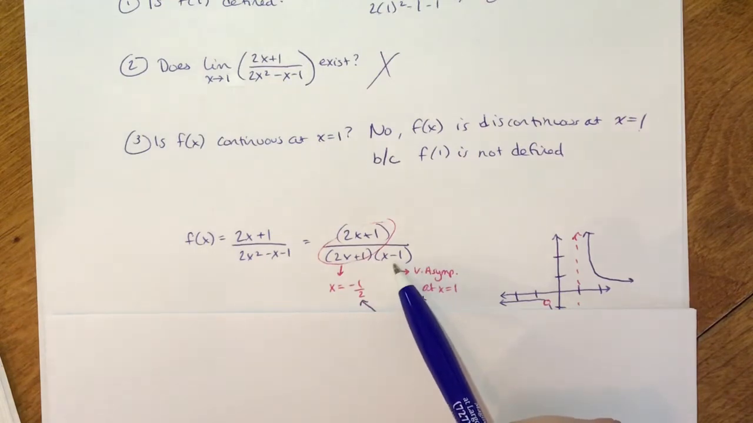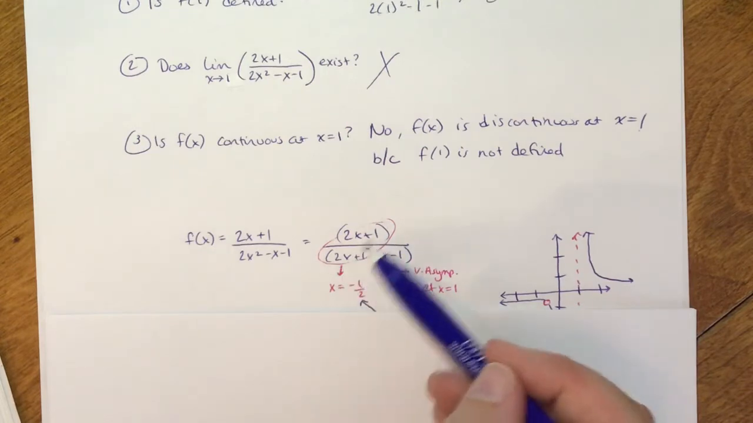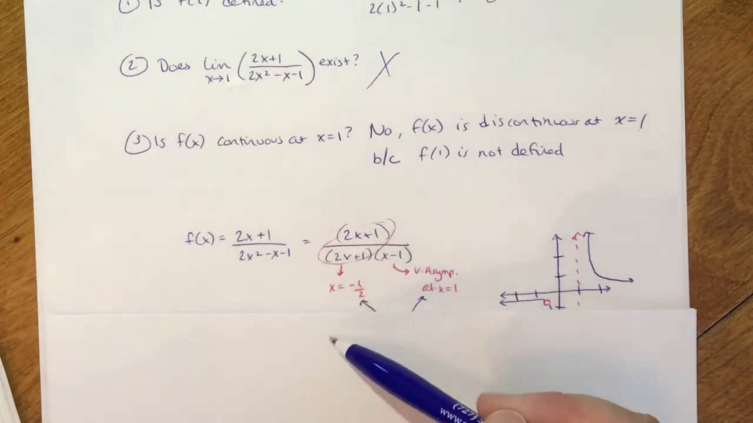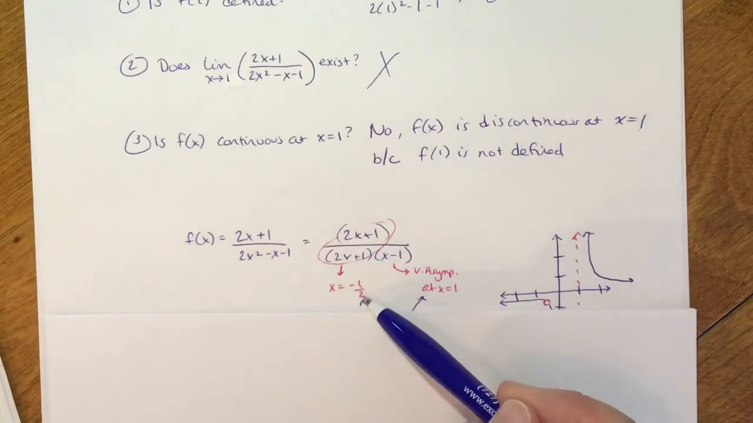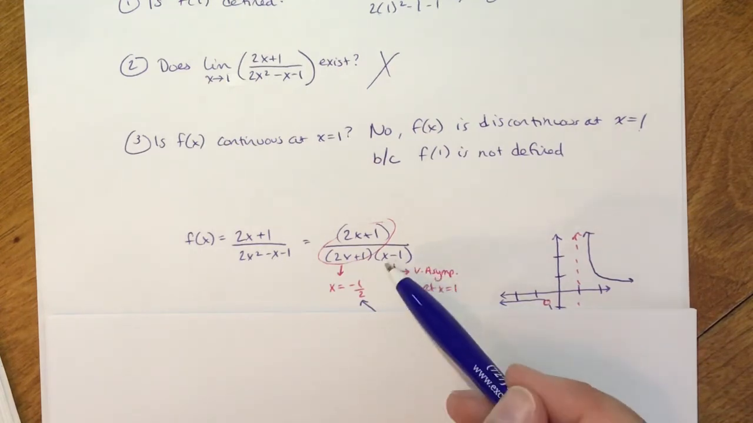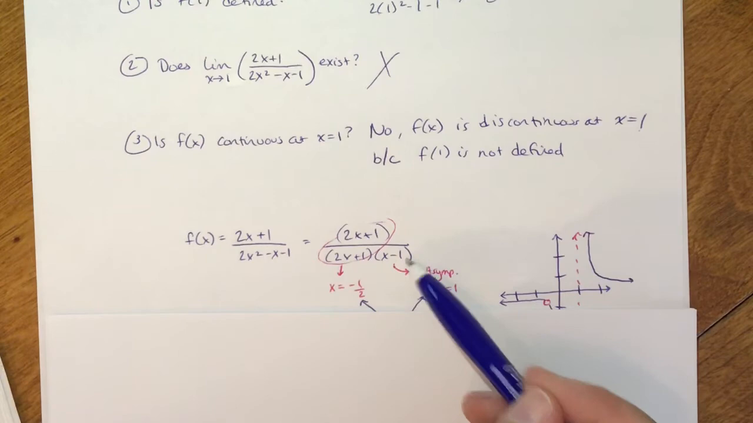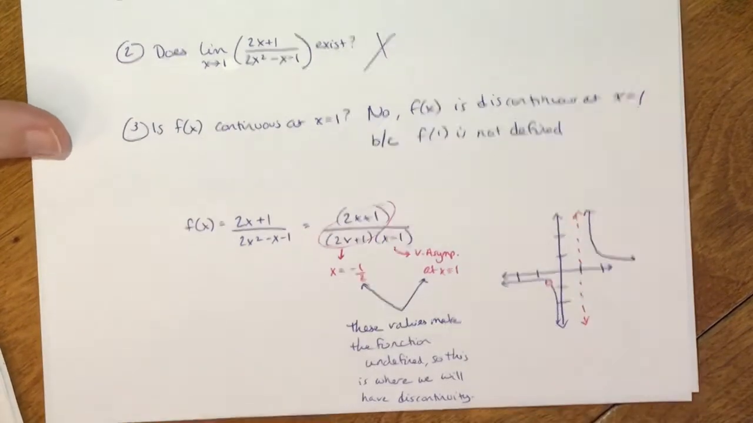We know that from Algebra 2, right? Because this 2x plus 1 is on the top and the bottom and it could cancel out, it represents a hole on our graph where 2x plus 1 equals 0, or x equals negative 1/2. There's a hole in my graph. This x minus 1, because it's only in the denominator, means that I have a vertical asymptote where x minus 1 equals 0, or x equals 1. So those are points of discontinuity on my graph.